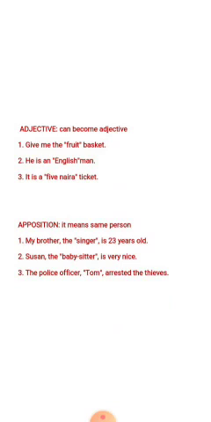Don't mistake this for the one I mentioned on complement. For complement, the other noun describing the person will be at the end of the sentence. Here, they are written side by side. My brother, the singer, is 23 years old. You can also put them at the back of the sentence. Susan, the babysitter, is very nice. Susan, the same person as the babysitter. The police officer, Tom, arrested the thief. The police officer and Tom are the same person.